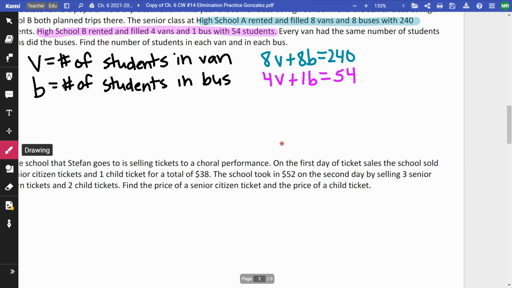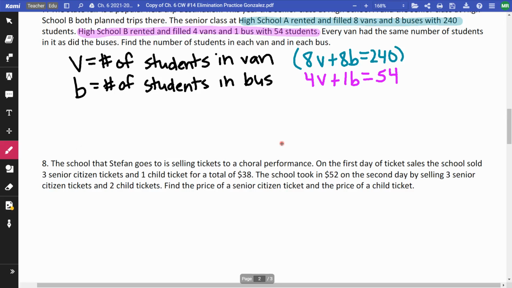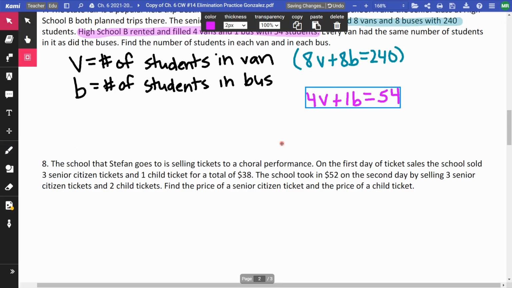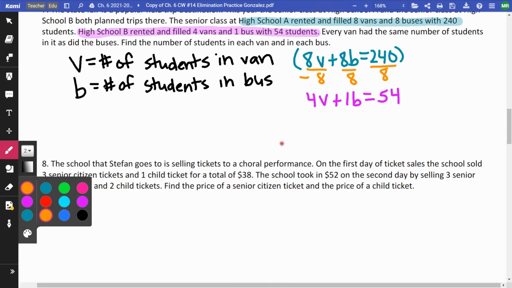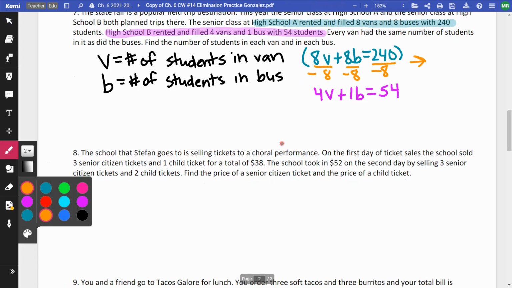So again, I'm going to take this equation, everything in this equation, and I am going to divide it by 8, and not just by 8, by a -8, by a -8. And when I do that, I am now going to have -v minus b equals -30.